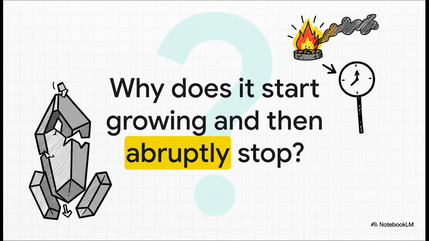See, when steel transforms into bainite, the reaction kicks off, it gets going for a while, and then it just stops, dead in its tracks, long before it's actually finished. It's a phenomenon called the incomplete reaction. And for decades, nobody could really explain why it happens. It's kind of like a fire that just decides to put itself out.